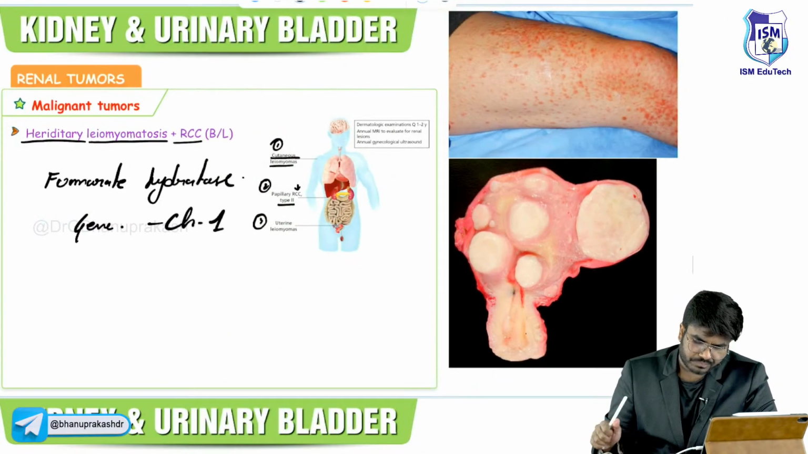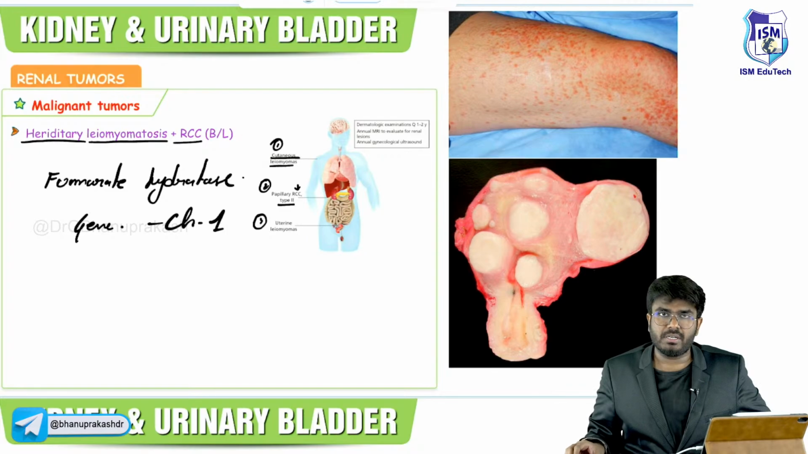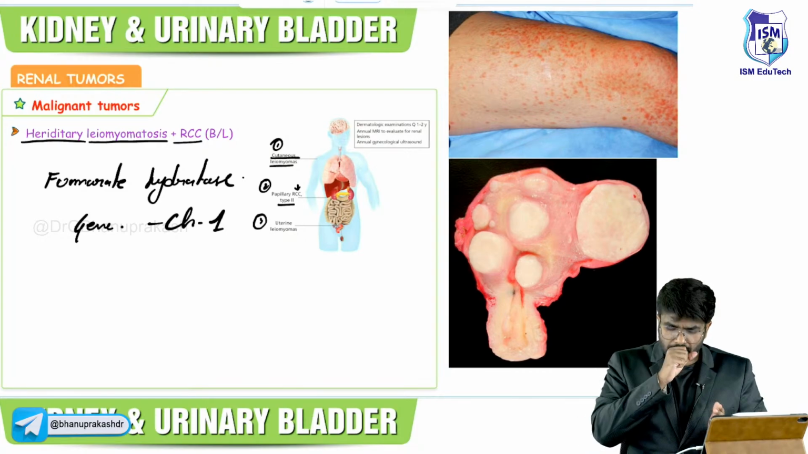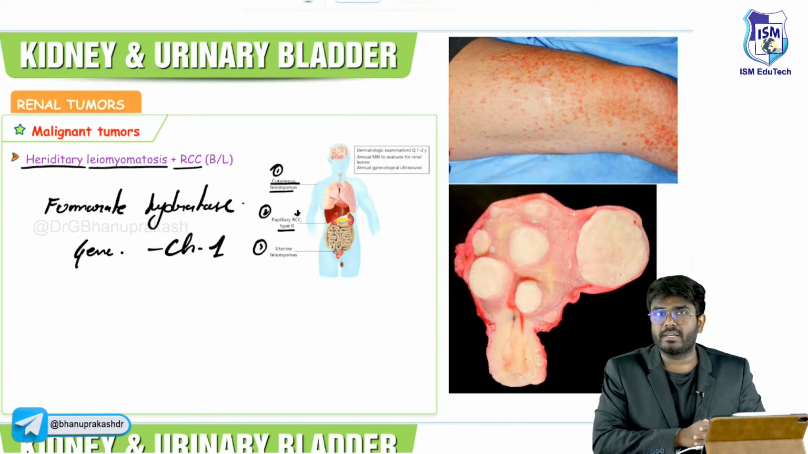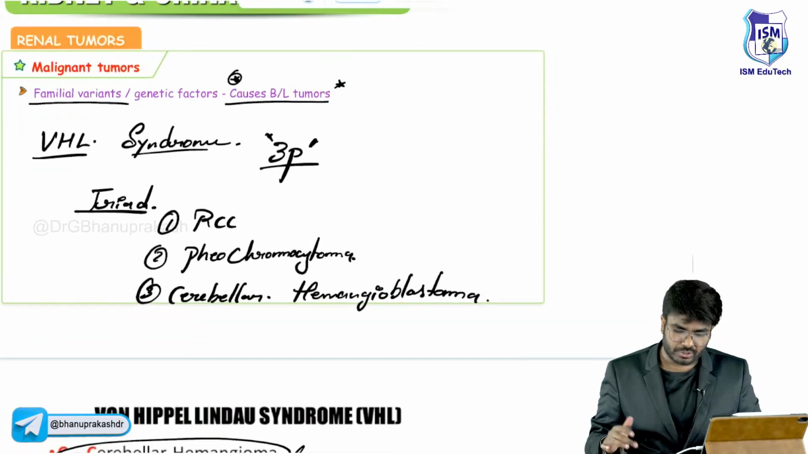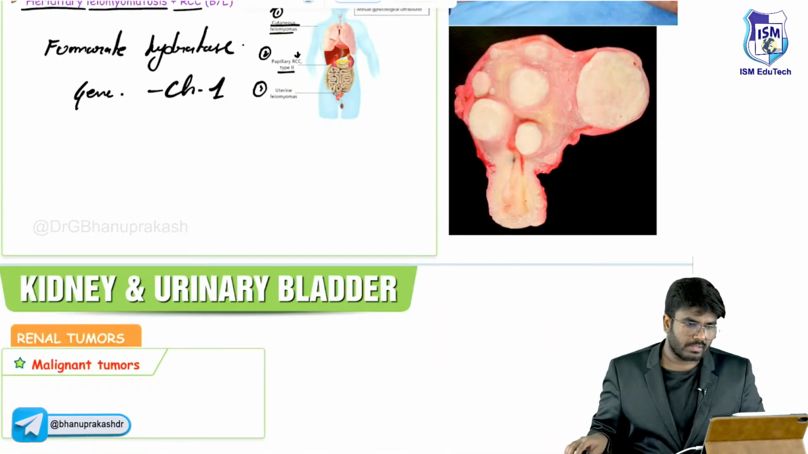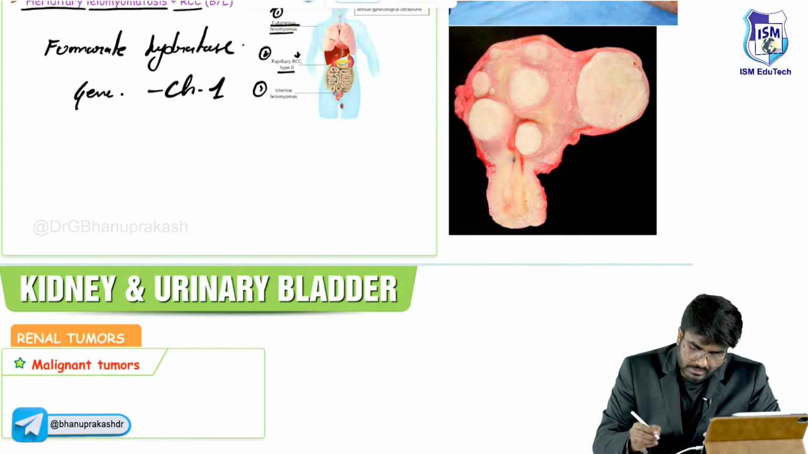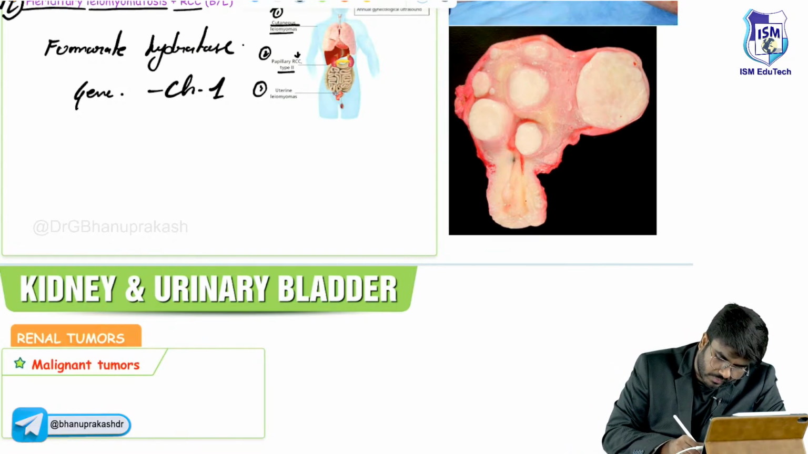So tell me, what is the second familial condition that is associated with the development of renal cell carcinoma or kidney cancer? It is hereditary leiomyomatosis with bilateral renal cell carcinoma. First one is von Hippel-Lindau syndrome, chromosome number 3p deletion. So done. This is the second familial syndrome completed.